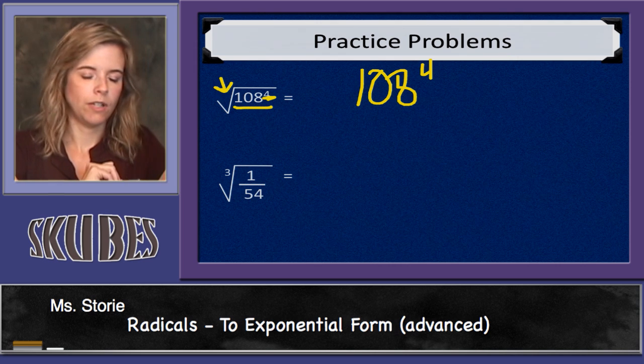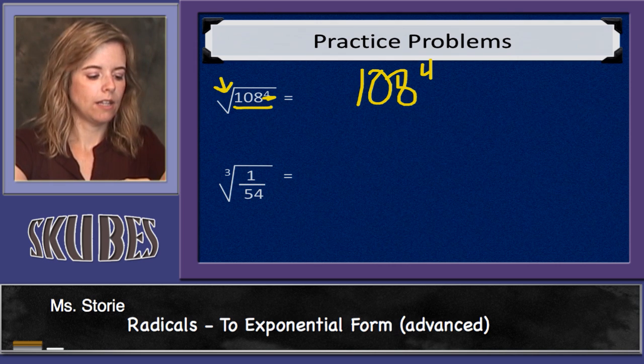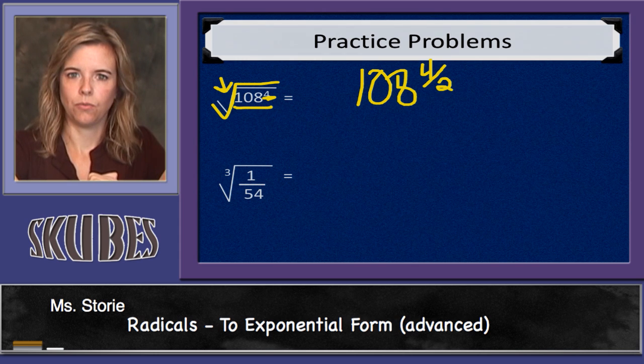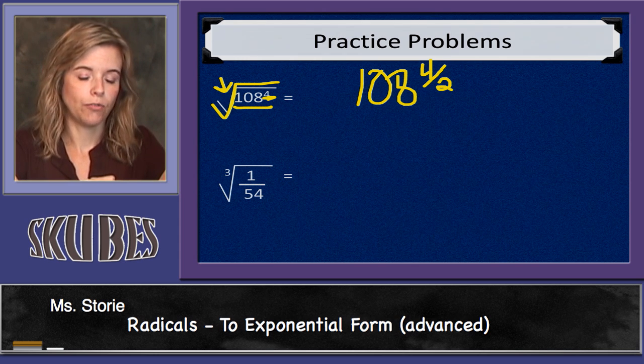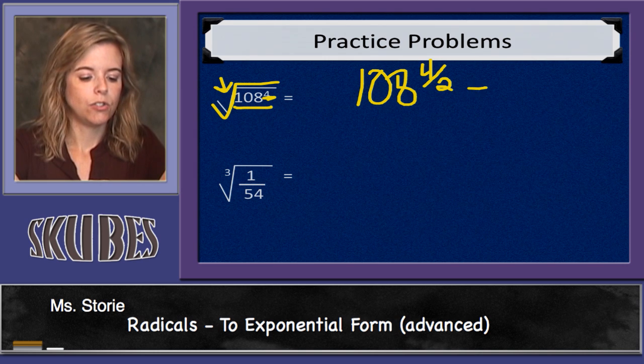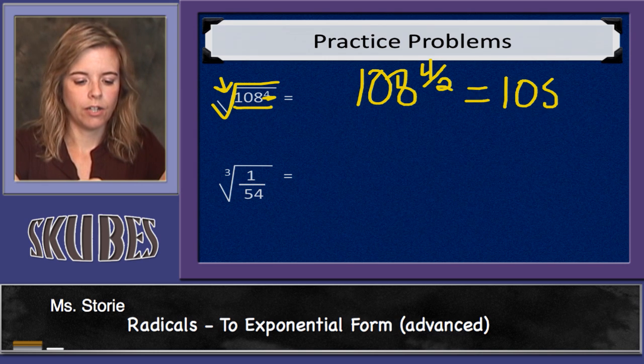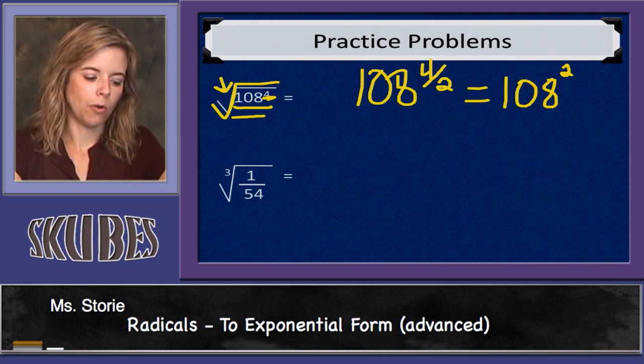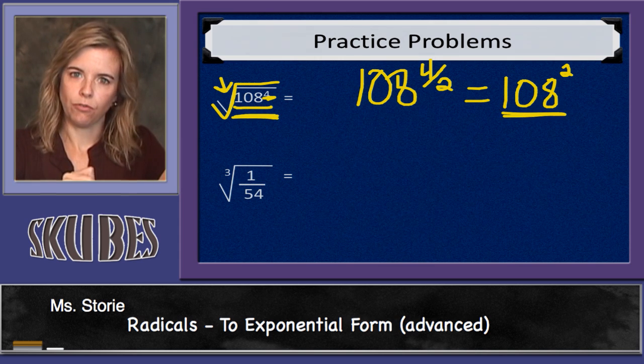Your index is not written, so it's assumed to be 2. Instead of a radical sign, we're going to have a division sign and then the number 2. We're not done because if you look, 4 over 2, we can reduce that. So your final answer would be the base of 108 squared. And that's how you would go from a radical form to an exponential form.